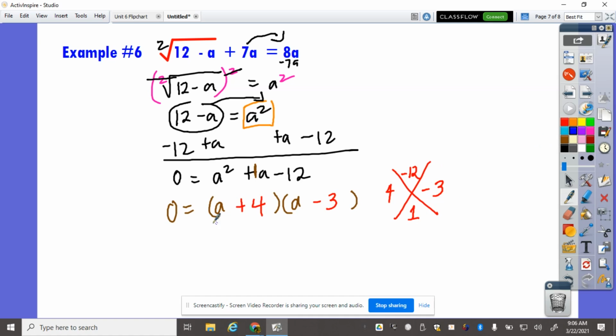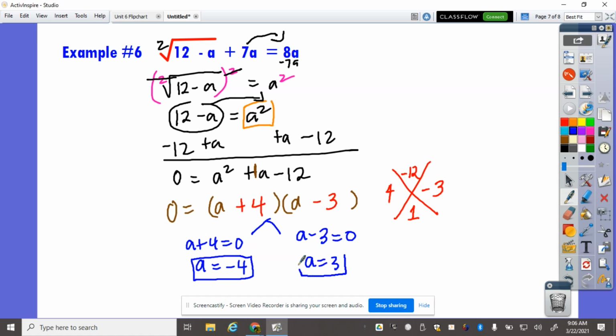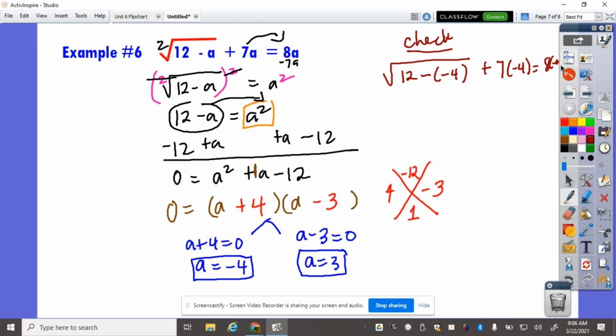And solving this, using the zero factor property, you're going to have to split them into two. A plus 4 is equal to 0. A minus 3 is equal to 0. Solving for the variable, a equals negative 4 here, and a is equal to positive 3. And we have to check our answer before we declare that both of them are the correct answer. We're going to plug it back into the problem. Square root of 12 minus negative 4 plus 7 times negative 4 is equal to 8 times negative 4.